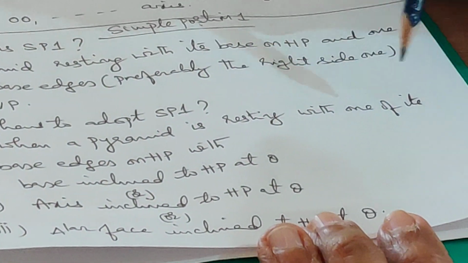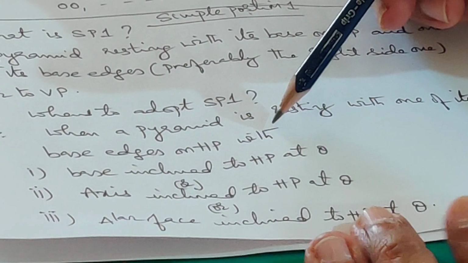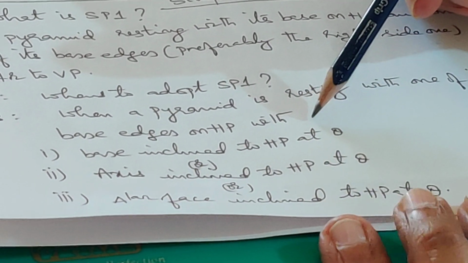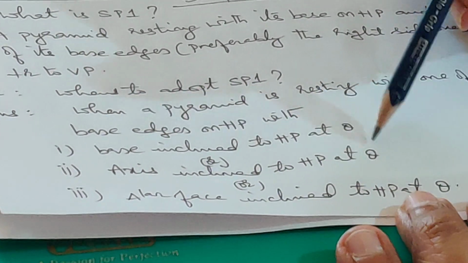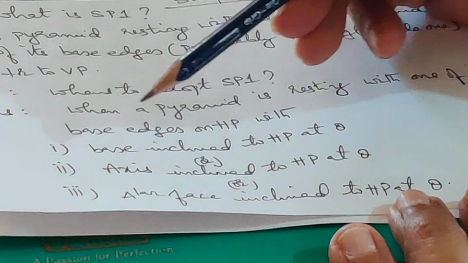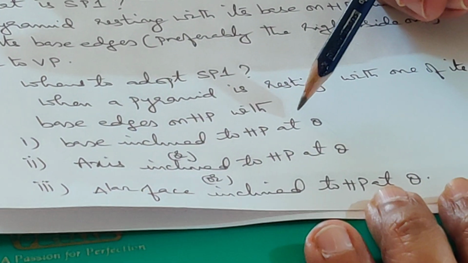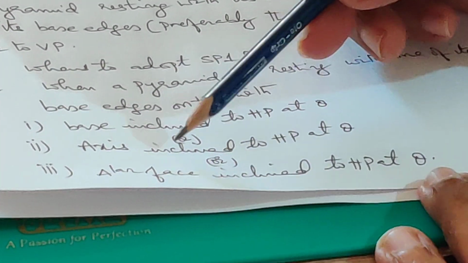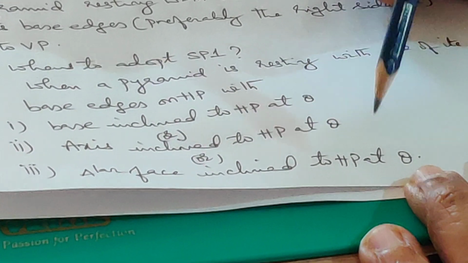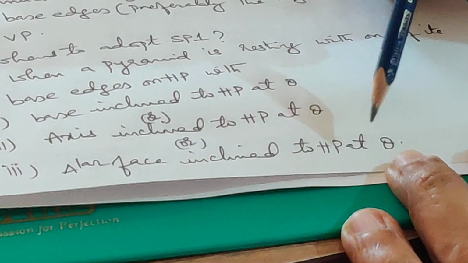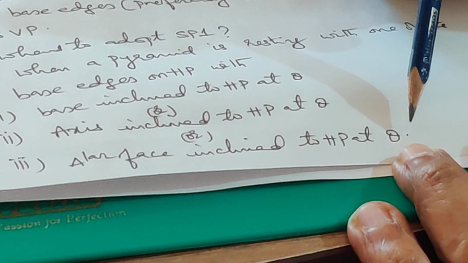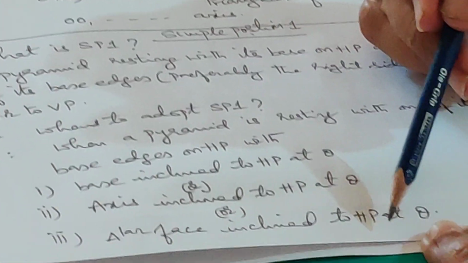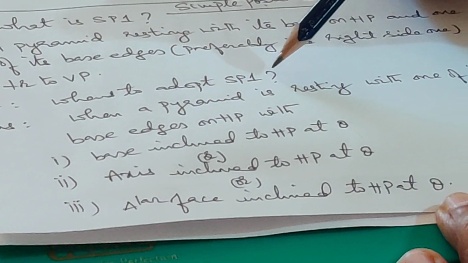The second question is, when to adopt SP1? When a pyramid is resting with one of its base edges on HP with one of these angles given in the problem. You may be given the inclination of the base with HP, or the inclination of the axis with HP, or the inclination of the triangular face with HP. Under all these conditions, you have to adopt SP1.